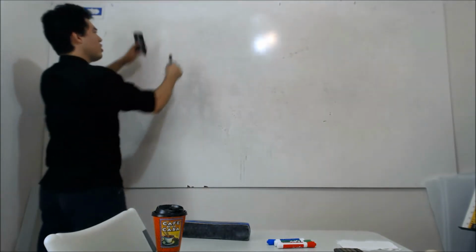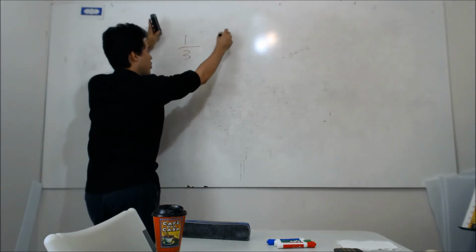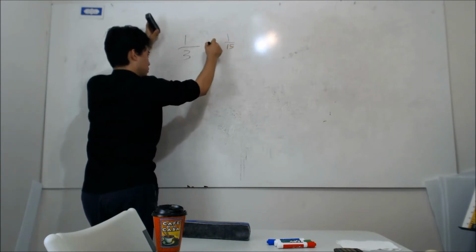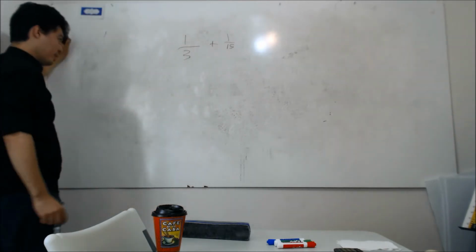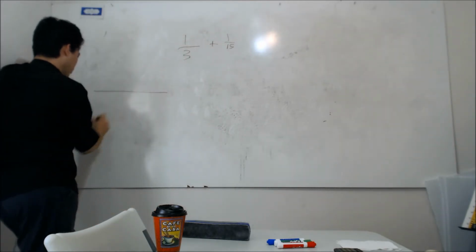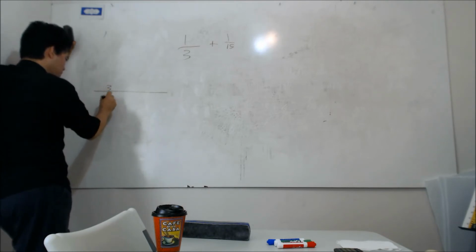So how do I know what would be a good common denominator? Let's say we have 1 over 3 and 1 over 15. Okay. So here's how you do it. You're going to make a table of the multiples. You're going to start with 3 on the top and 15 on the bottom.